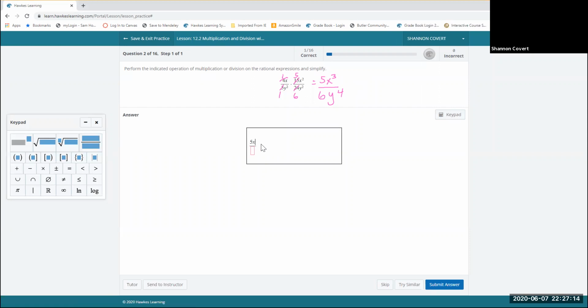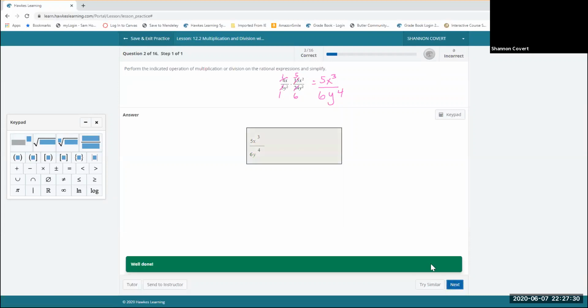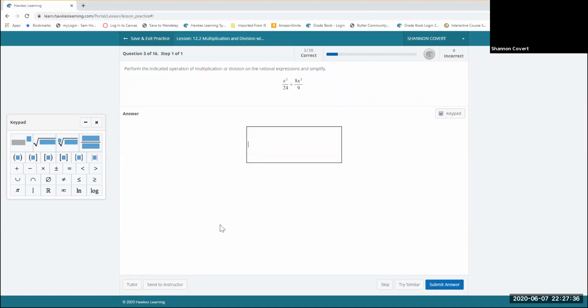Five x, using my keypad, to the 3rd. You just arrow out to get out of that exponent. 6y to the 4th. Let's see what the next one brings.